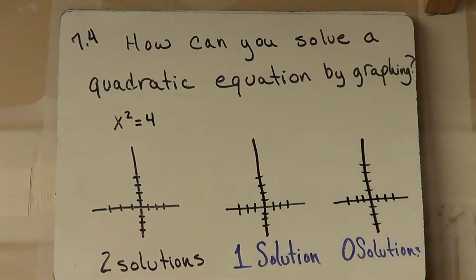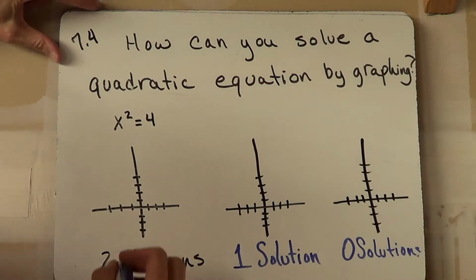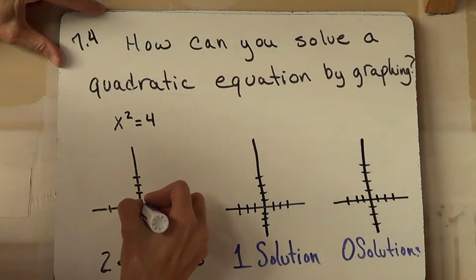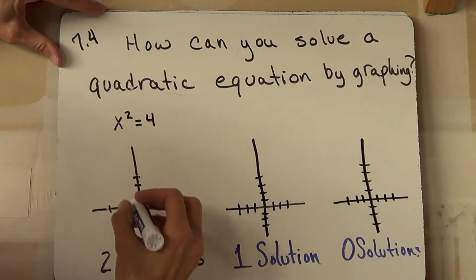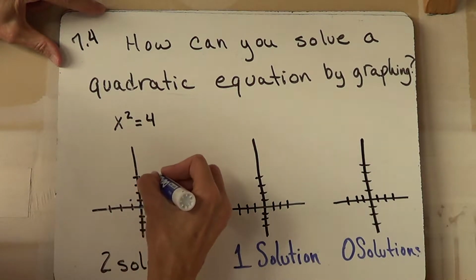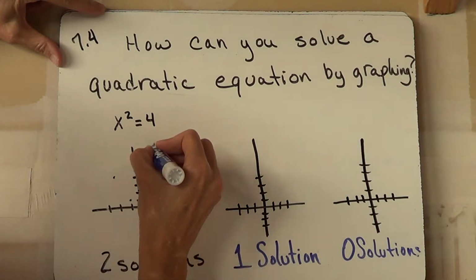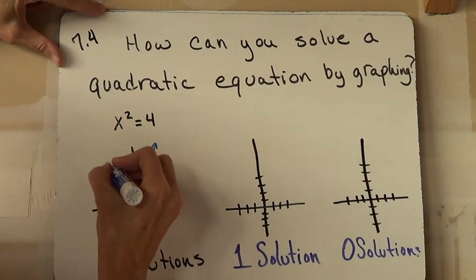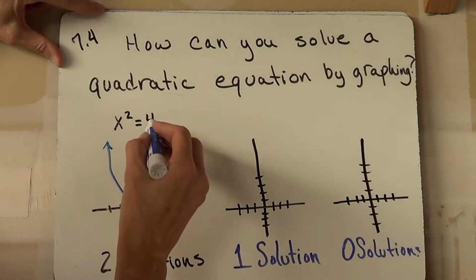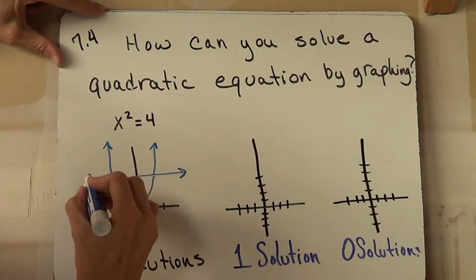Welcome, this is 7.4. How can you solve a quadratic equation by graphing? X squared equals 4. We might graph that. We can graph the x squared. You know it looks like this. And then on top of that, we can graph the 4. We know that it looks like this.